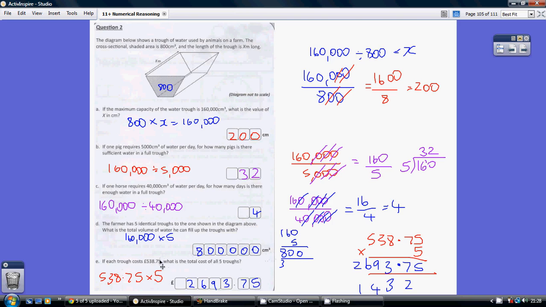They cost this. What's the total cost? Well, this is the cost each. We've got 5 of them, so we've got to do 538.75 times 5.